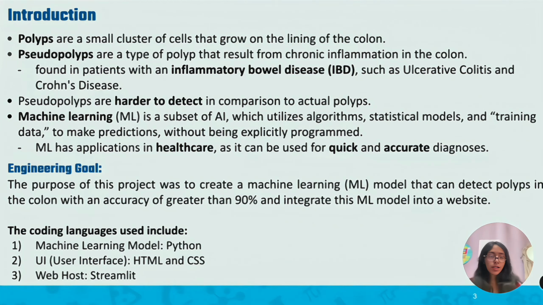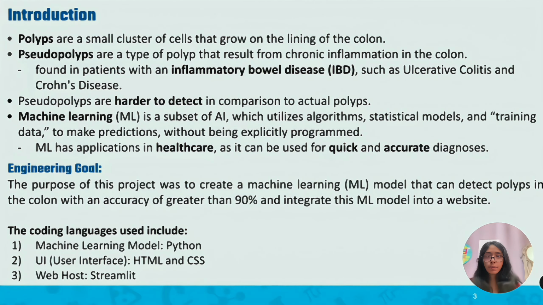So polyps are small clusters of cells that grow on the lining of the colon. Pseudopolyps are a type of polyp that result from chronic inflammation in the colon, and they're often found with patients with inflammatory bowel diseases such as ulcerative colitis and Crohn's disease. Polyps and their subclass pseudopolyps are both major indicators of major health conditions such as cancer and inflammatory bowel diseases.